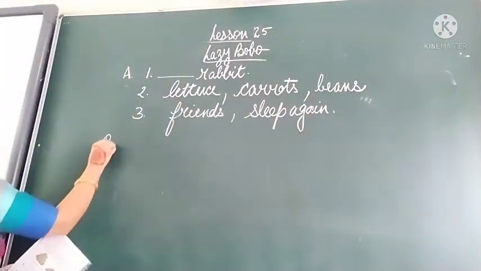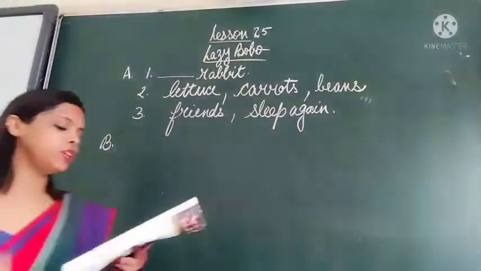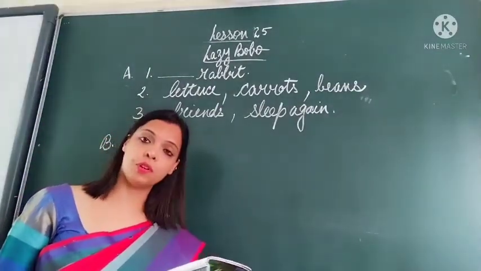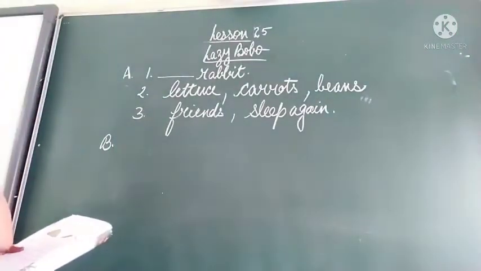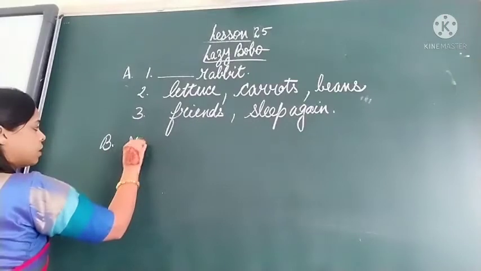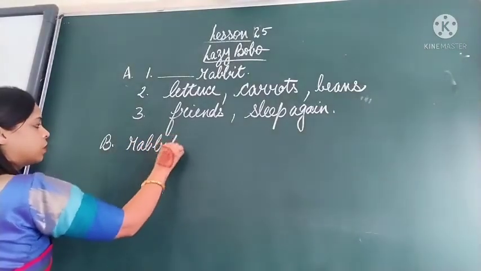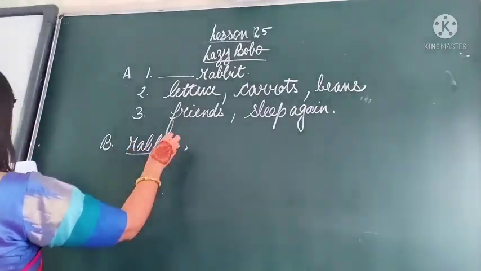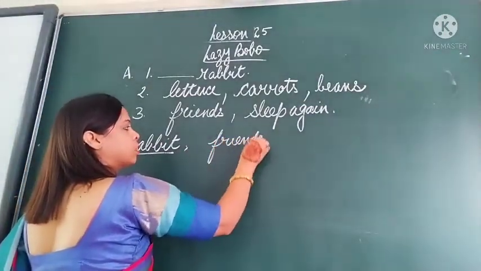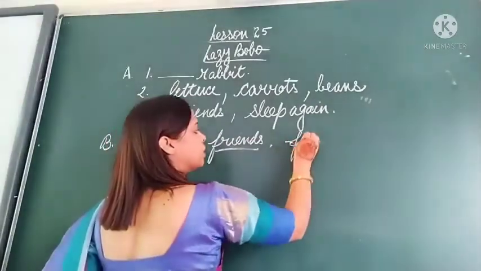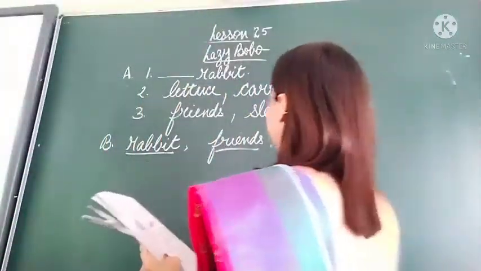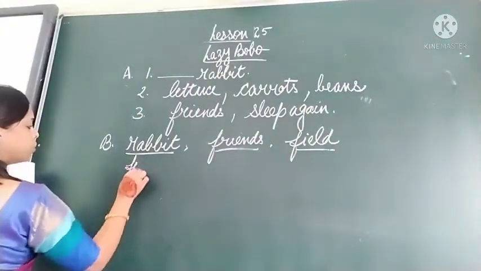Now B part. Pick out 5 naming words from the poem and write them here. So naming words, children, I have already told you what are naming words. So we can pick any 5. One can be rabbit. Okay. Other friends. Then field. Okay. Then food can be there. Food.